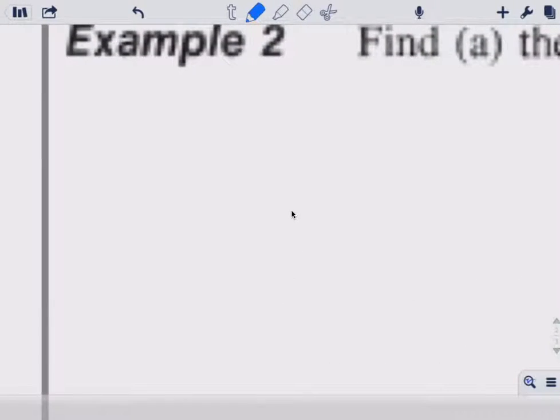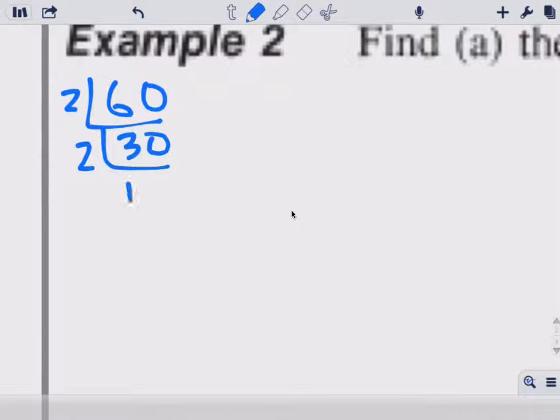So let's start with 60. Here's another way to prime factor. 2 goes into it 30 times, 2 goes into it 15 times, 3 goes into it 5 times, and so I get 60 is equal to 2 squared times 3 times 5.